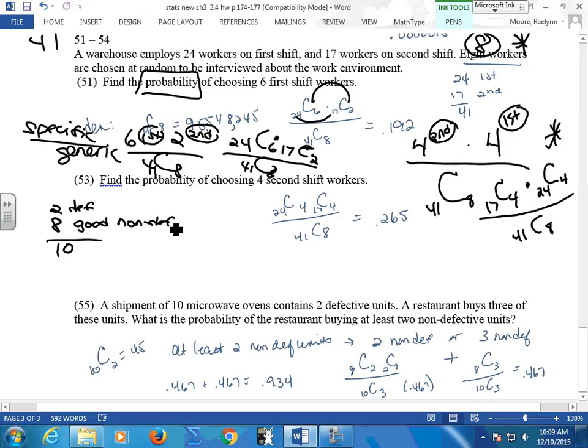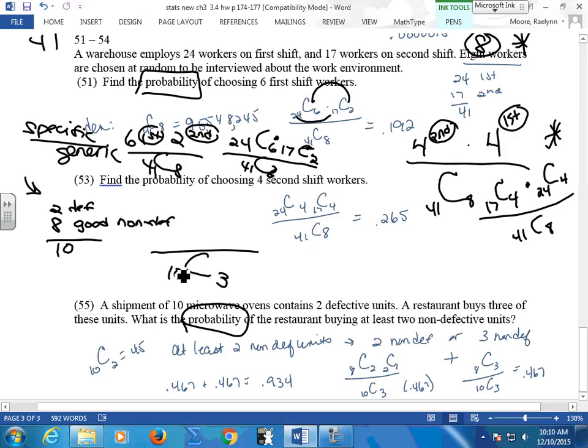Always start with this, because if you don't, you're going to miss how many in total you have. You're going to miss how many of the other group you have, because you're just going to focus on the 2 and the 10. So now it says, a restaurant buys 3 of these units. They're choosing 3. What is the probability? Part over whole, specific over generic. Let's work the bottom part of this. I'm choosing 3 from how many microwaves? 10. I'm choosing 3.